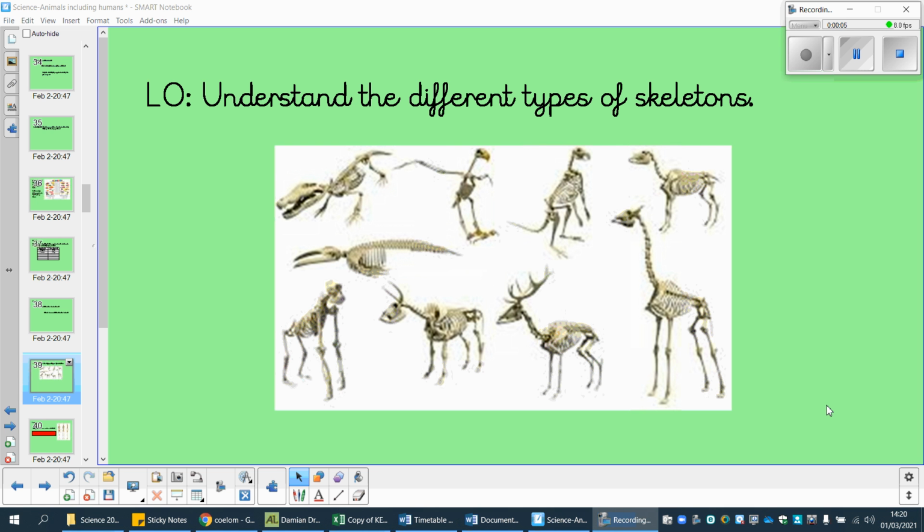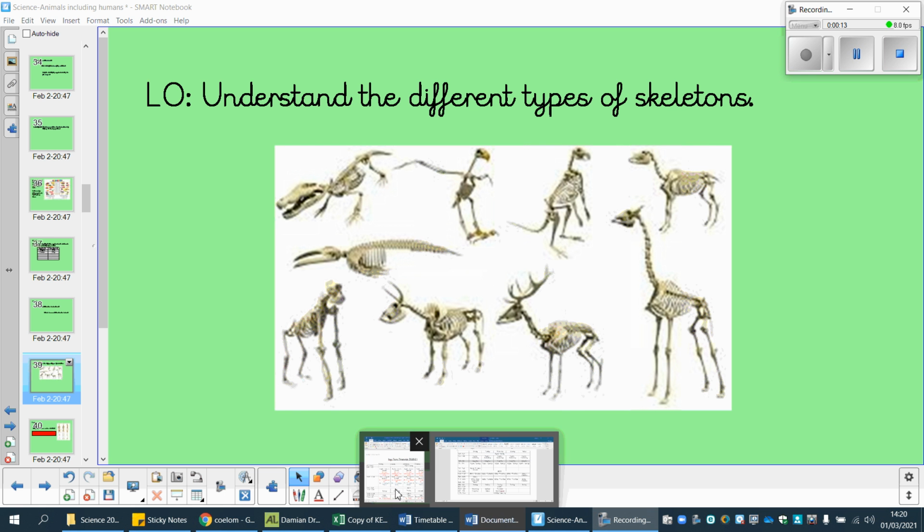Our learning objective today is to understand the different types of skeletons. Now, over the past few weeks, we're looking at the human skeleton and the different functions that the human skeleton has.